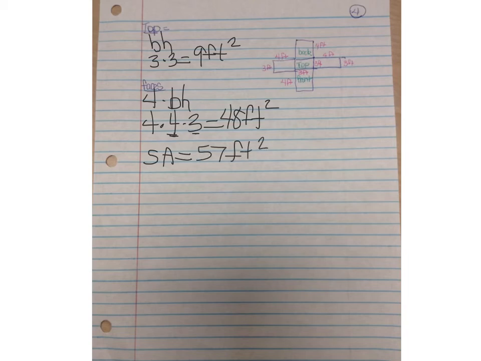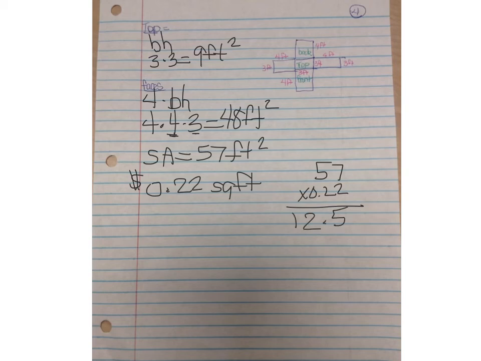feet squared. Now let's say my contact paper was 22 cents a square foot. How much would it cost me? Well, then I'm going to do 57 square feet times 0.22. And when I multiply all that out, I get $12.54, which is what it would cost me to cover my filing cabinet.